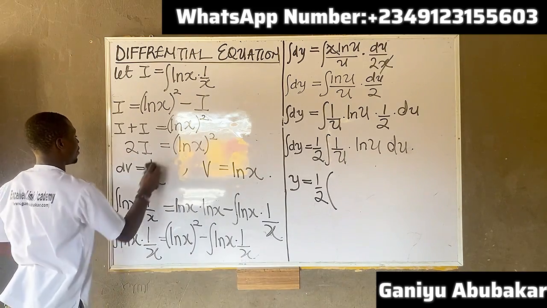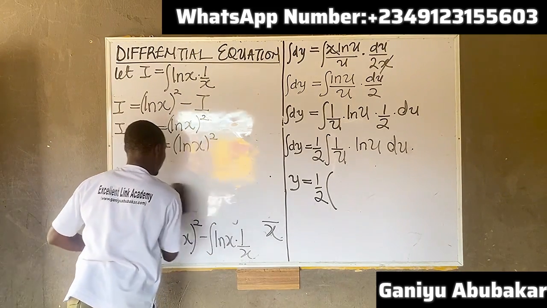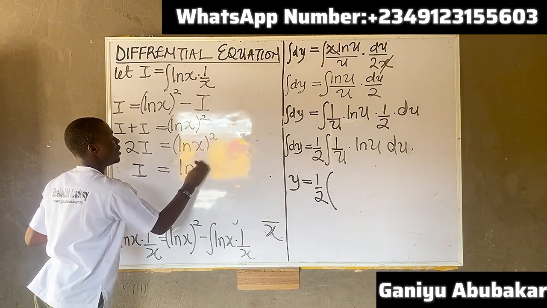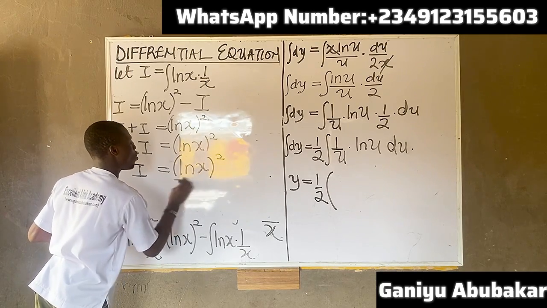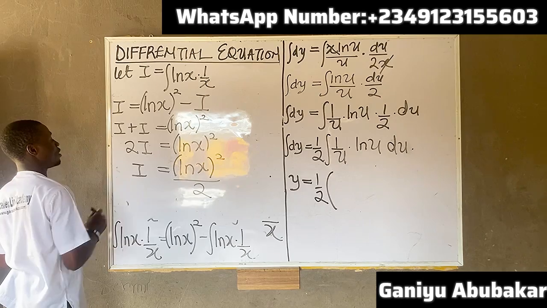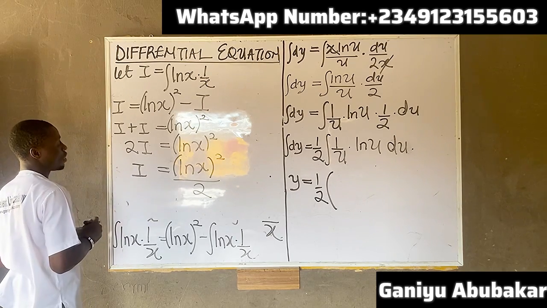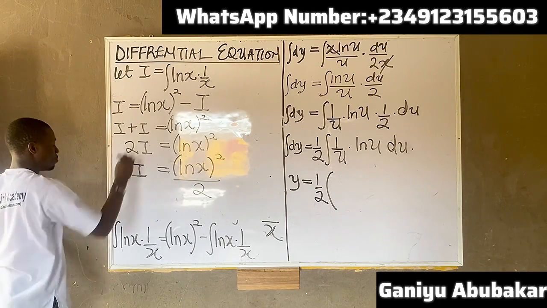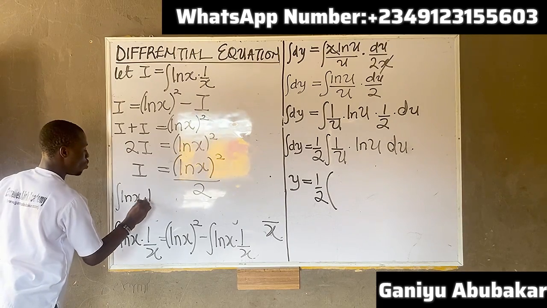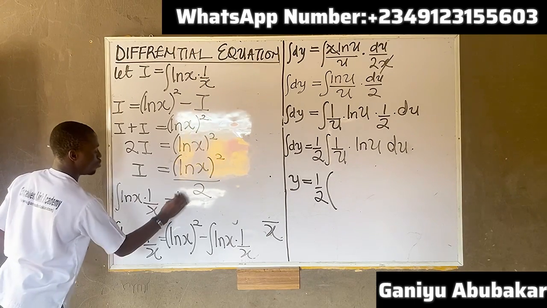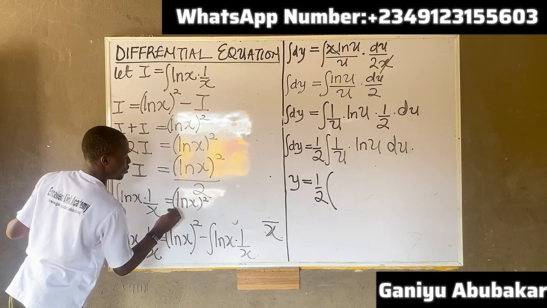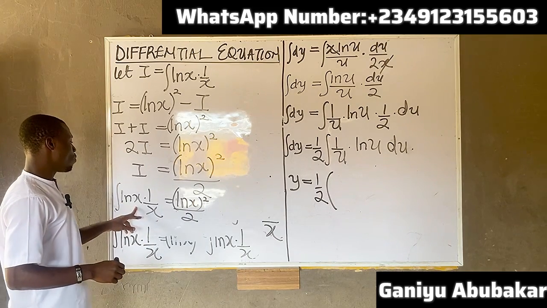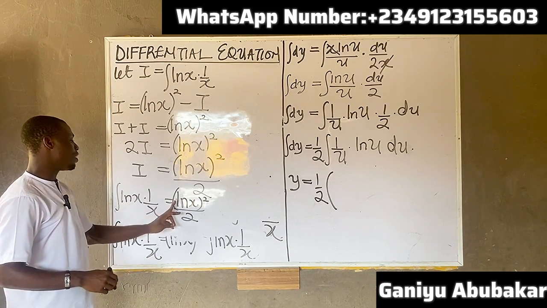From here, let's make I the subject. That gives you I equals ln x all squared all over 2. You have this, right? But what's I? I is the integral of ln x times 1 over x, which is now equal to ln x all squared over 2.